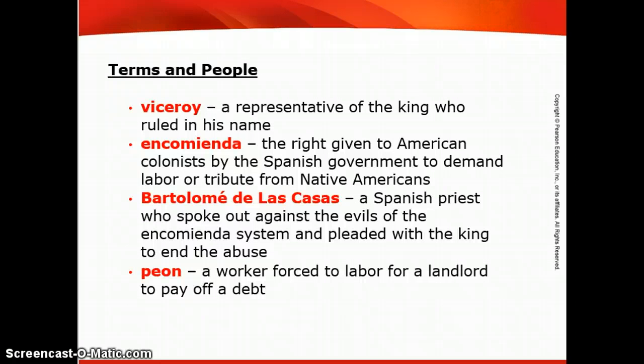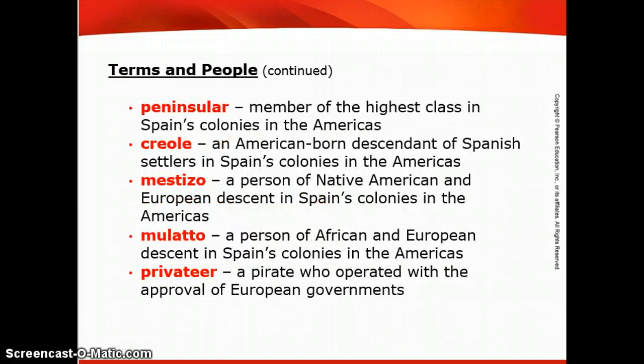These are the terms and people that you should remember. Once again, I'm going to ask you to make flashcards out of these terms. Please attempt to come up with 3 distinct things about each one so that you can use them to study for the final.